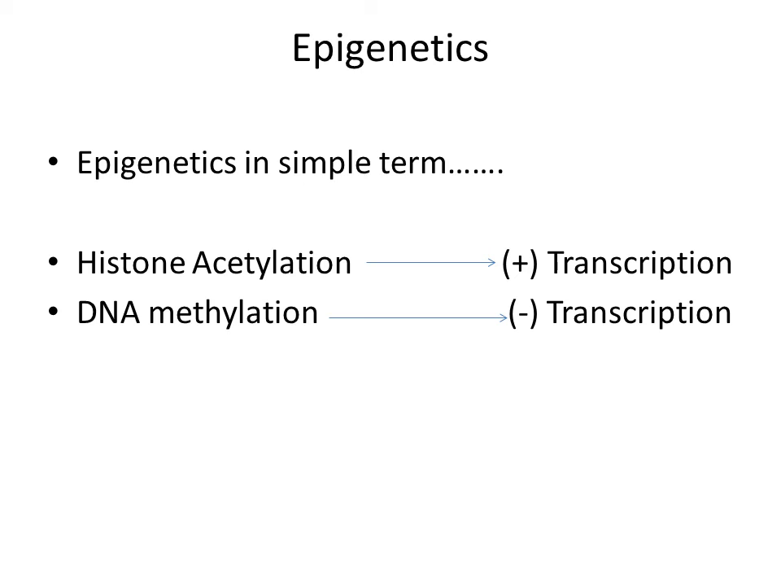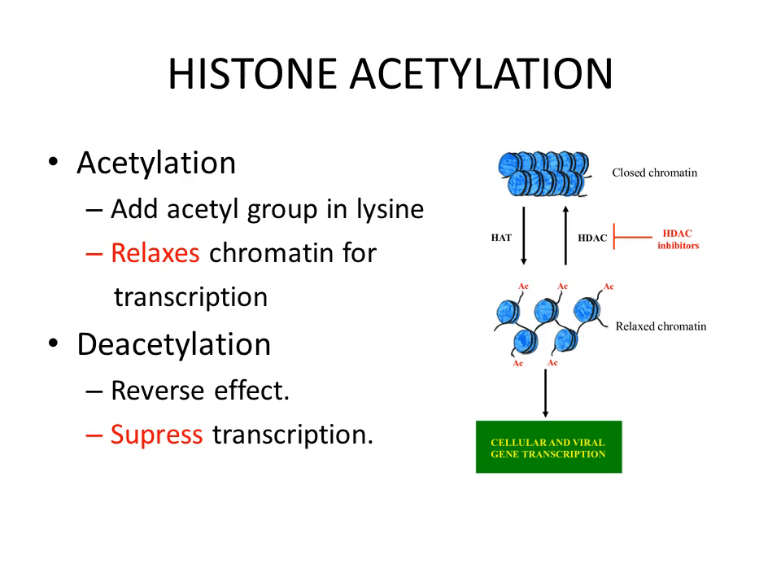If we see epigenetics in simple terms, histone acetylation will increase transcription because it will open up the DNA more, and DNA methylation will decrease transcription because it will tighten up the DNA. Now we are going to see histone acetylation. Like we have seen, histones have lysine and arginine, so an acetyl group will be added to lysine, and that will relax the chromatin for transcription. Deacetylation has the reverse effect of acetylation.